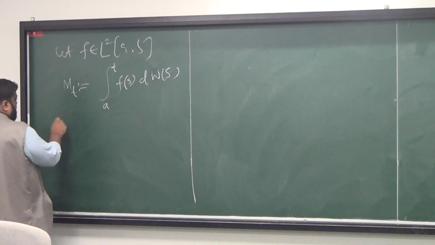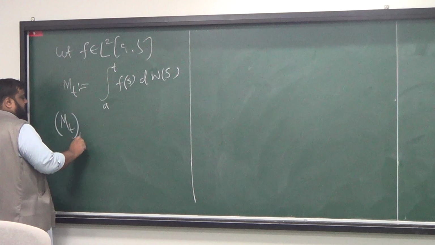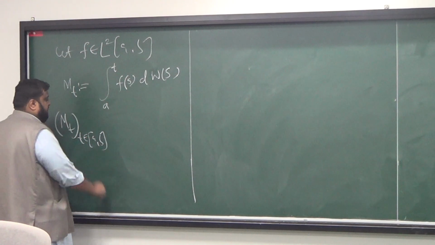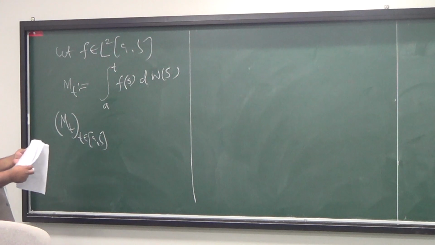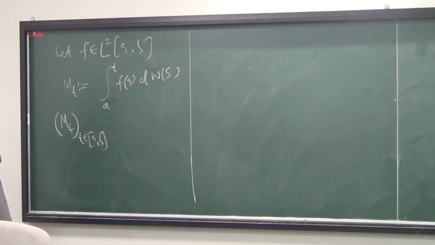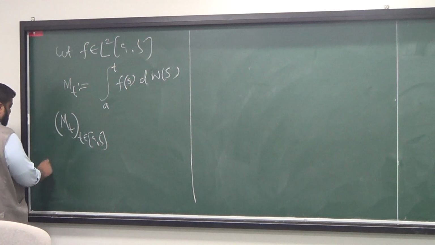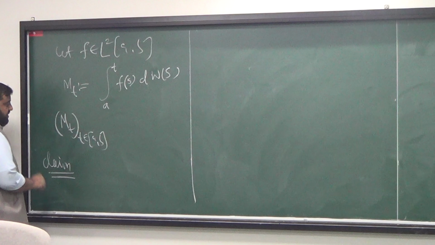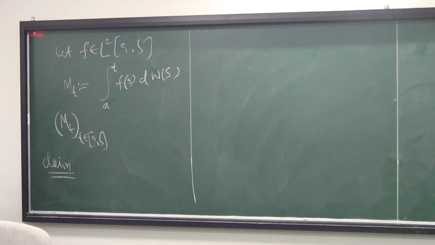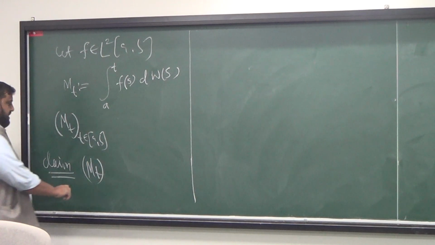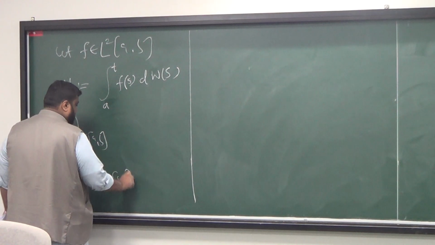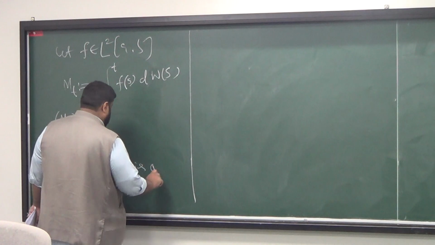Okay. Then I can treat Mt, if t is from, say, a to b, as a continuous time stochastic process actually. Okay. So my claim is, and that's what makes the stochastic integral important actually. So this claim is a very interesting claim. So the claim is this process Mt is a Martingale.